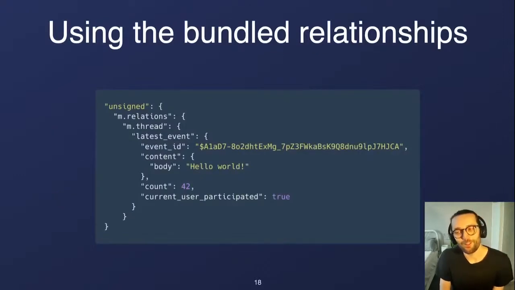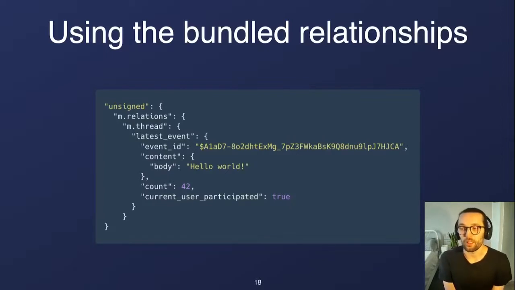And after MSC 2674, there's also another one that landed recently in the Matrix specification called MSC 2675 that defines server-side aggregated relations. In the unsigned field of an event, you have this new m.relations object, and in there you have a list of relations associated with that event. So in here we receive m.thread, which contains some things that are specific to that threaded event. We have a reference to the latest event sent within that thread, a count of the replies that have been sent to that thread, and whether the currently logged in user has participated in that thread or not.